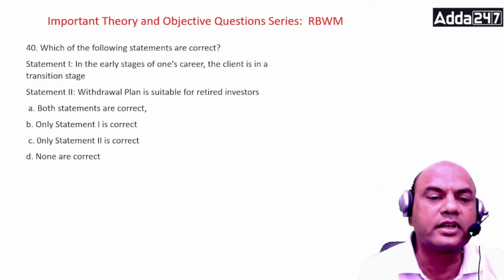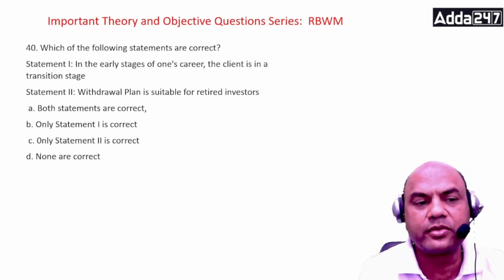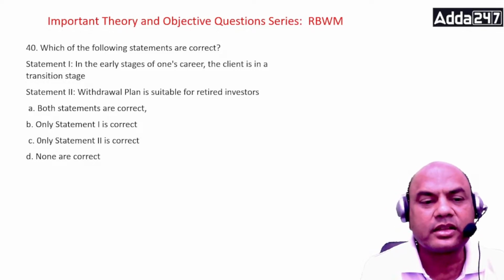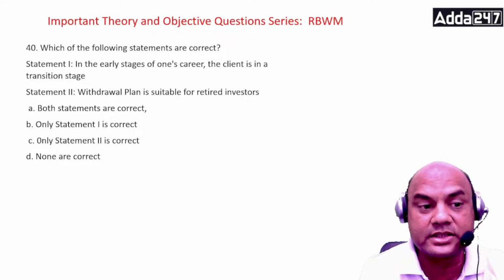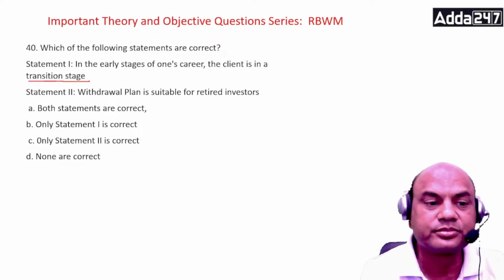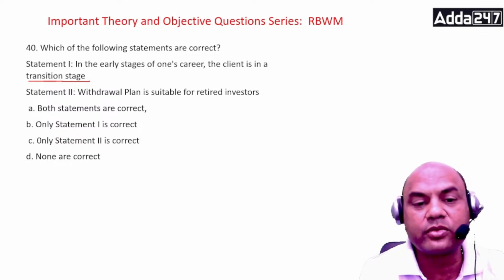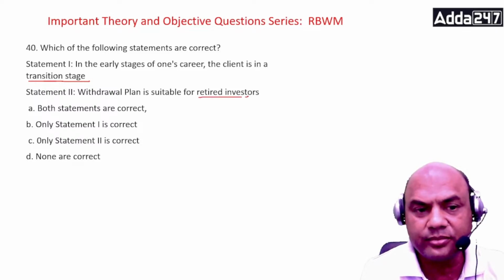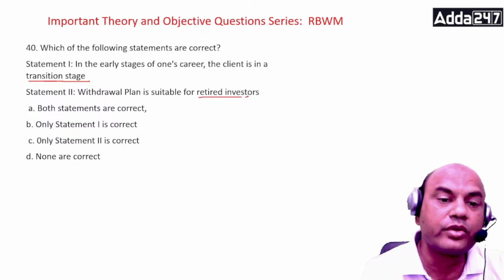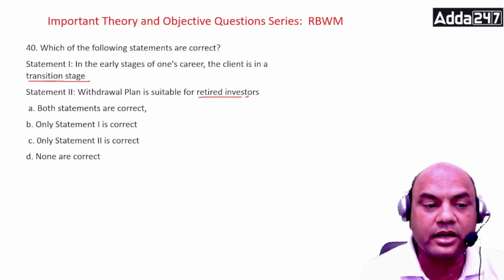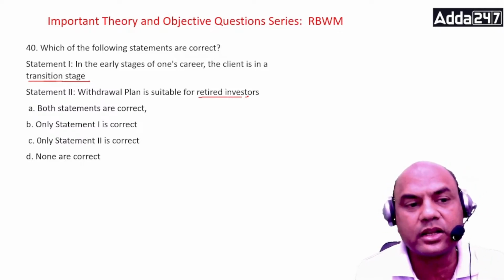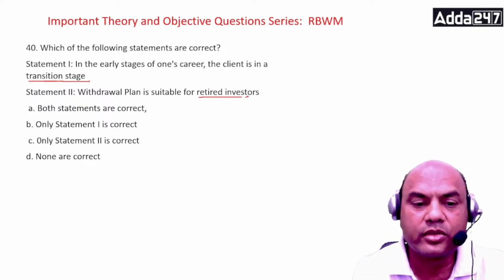Which of the following statements are correct? Statement 1: In early stages of one's career, the client is in the transition stage. Transition, see here, what did I say? Just now I gave you this in one of the questions. Statement 2: Withdrawal plan is suitable for retired investors. So which one of them is correct? Both the statements are correct, only statement 1 is correct, only statement 2 is correct, or none of them are correct. So what is the answer over here?